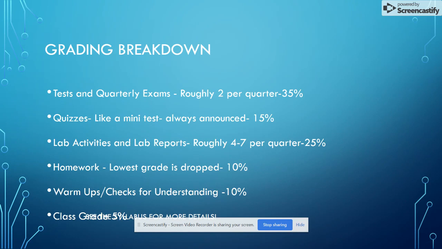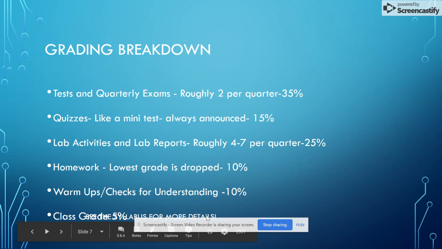Homework, we will get homework most nights, I would say. It's not always checked. Sometimes it's checked for completion. Sometimes it is graded for accuracy. Your lowest grade will be dropped. It's 10% of your grade. I do warm-ups in class some days and checks for understanding some days, some exit tickets some days. They all go into the same category, and it's worth 10% of your grade.